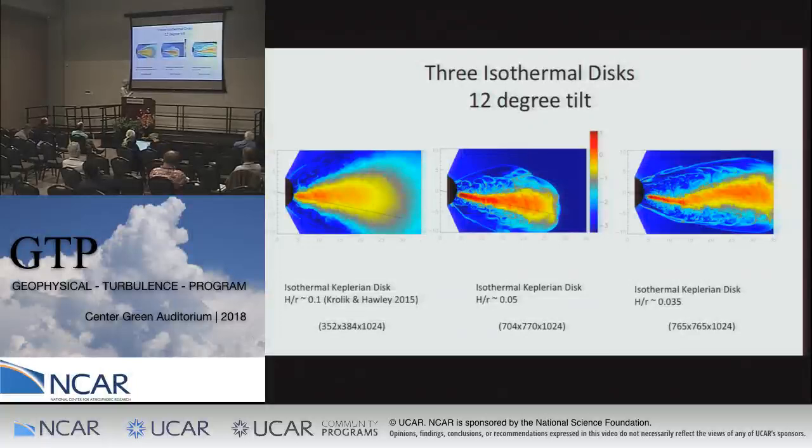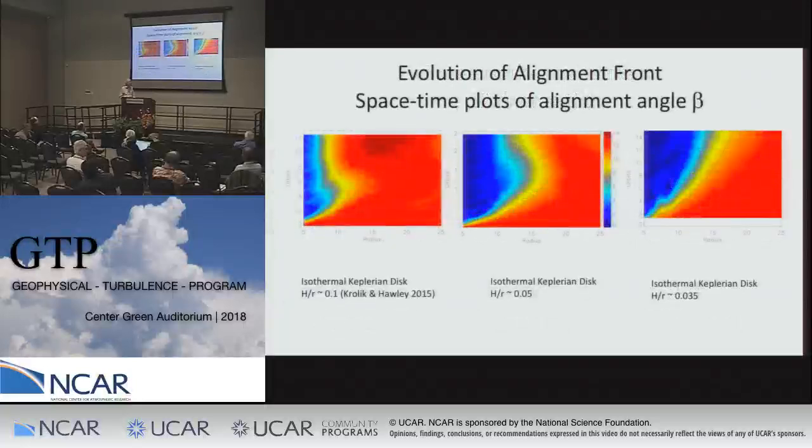So here are three misaligned Keplerian disks: H over r of 0.1, H over r of 0.05, H over r of 0.035. So this is a reduction of sound speed by a factor of 2 and then a factor of square root of 2, because it was too difficult to go to another factor of 2 because of the resolution requirements. If we look at a plot of the space-time evolution of the alignment angle, blue here is the aligned region of the disk, and red is the unaligned region of the disk. And so let's take this example here, which was the intermediate case.